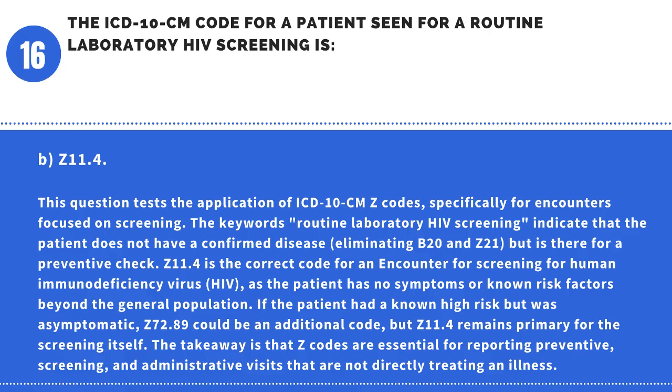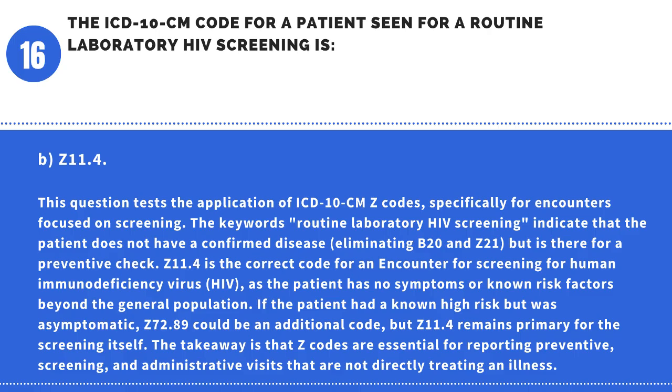The keywords routine laboratory HIV screening indicate that the patient does not have a confirmed disease, eliminating B20 and Z21, but is there for a preventive check. Z11.4 is the correct code for an encounter for screening for human immunodeficiency virus, HIV, as the patient has no symptoms or known risk factors beyond the general population.